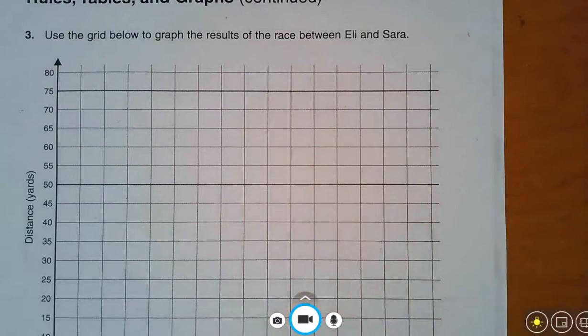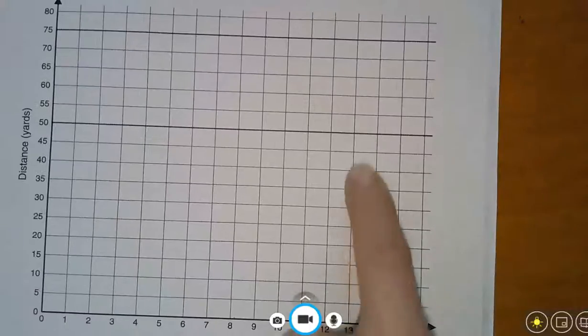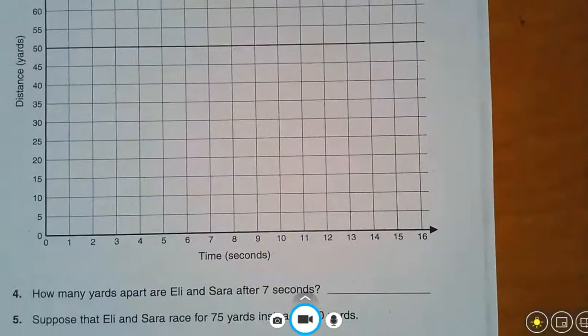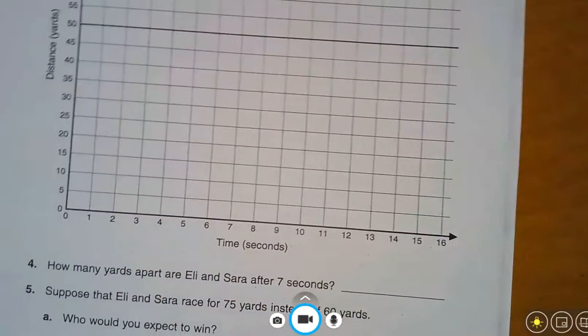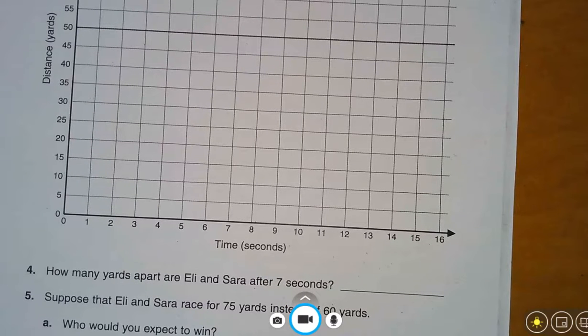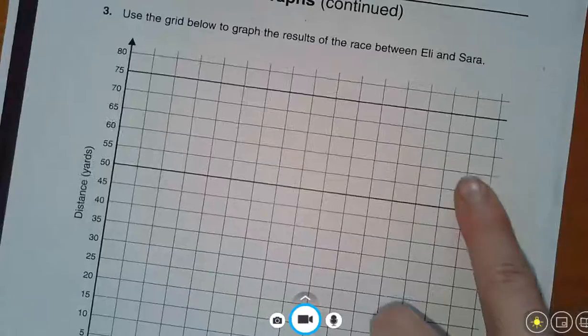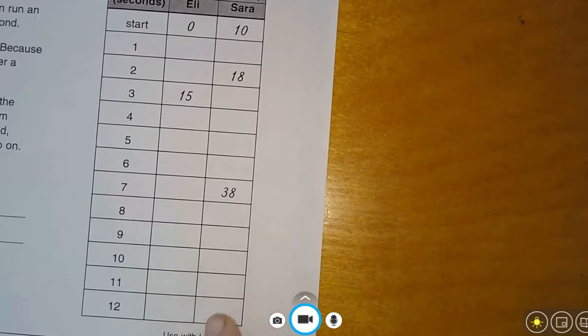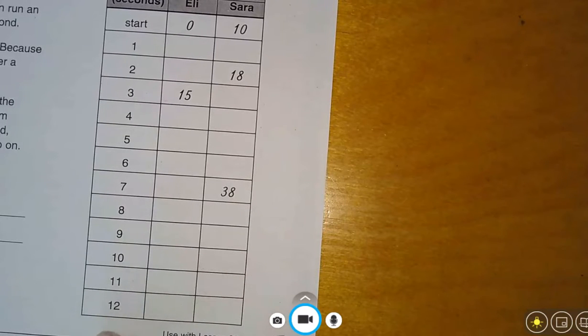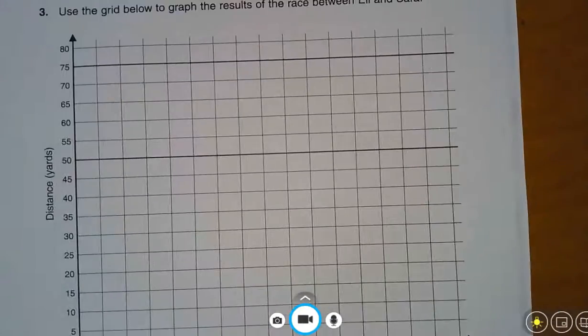Gee, how long did that take? How many seconds was it when I got to 75 yards? And how far ahead would the winner be at the finish line? In other words, how many yards behind would the other person be? So these get a little bit trickier if you want to use the graph to answer them, or if you want to go back on this chart and then just keep on going up by 5 for Eli, up by 4 for Sarah, and 1 second increments. Either way, it should help you come up with that answer.